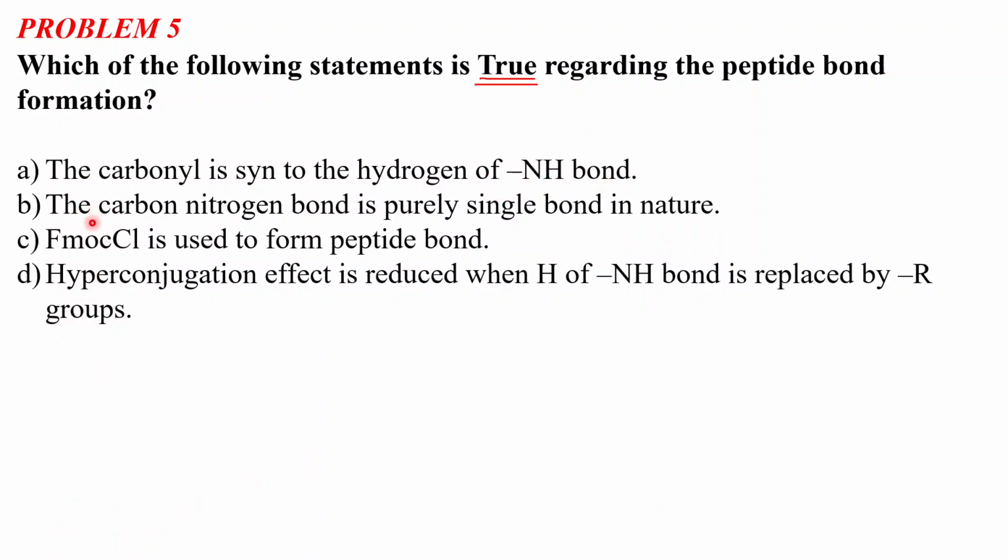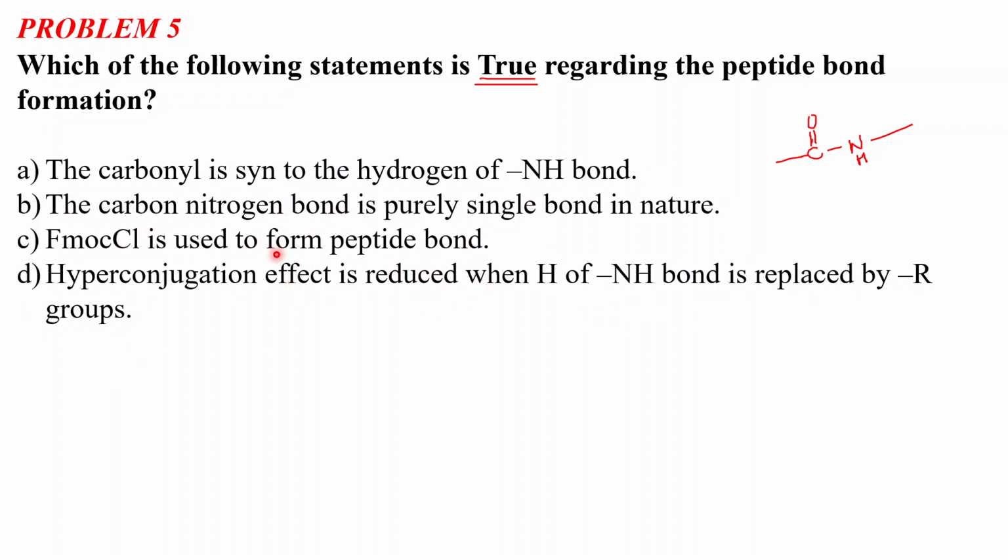I hope all of you know the basic structure of the peptide bond. It is basically C double bond O and there is an NH. It is the structure of the peptide bond, and the question deals with the nature and orientation of this peptide bond. The next option goes like this: the carbon nitrogen bond is purely single bond in character. We are referring to this bond. The Fmoc-Cl is used to form peptide bond. The hyperconjugation effect is reduced when hydrogen of the NH bond is replaced by R groups.